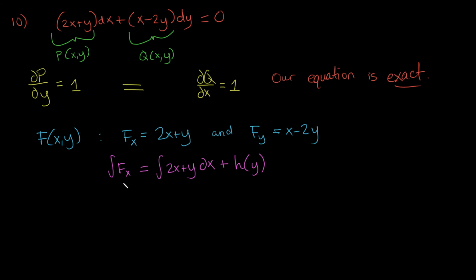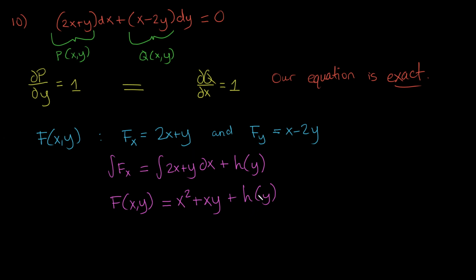If we take this, then our function f(x,y), we're making progress, we have an expression for the function, which is this integral of 2x + y dx. The integral of 2x is 2x squared over 2, which is just x squared. And the integral of y dx is going to be xy. And again, we still have plus our function of integration, h(y).